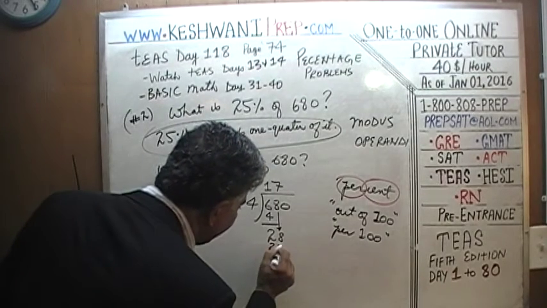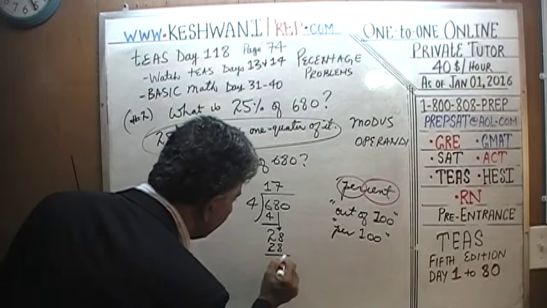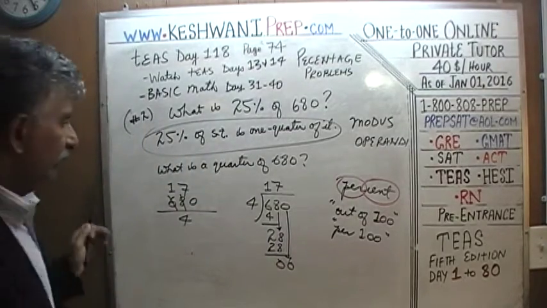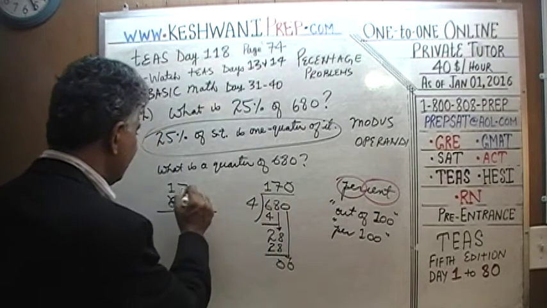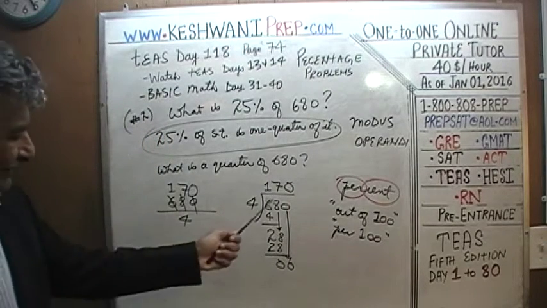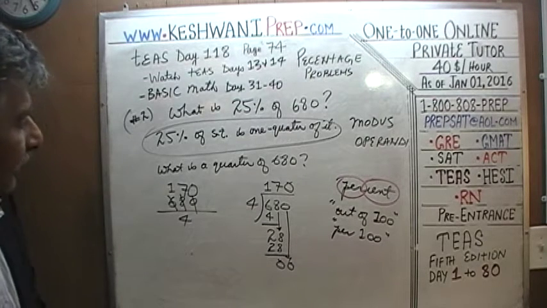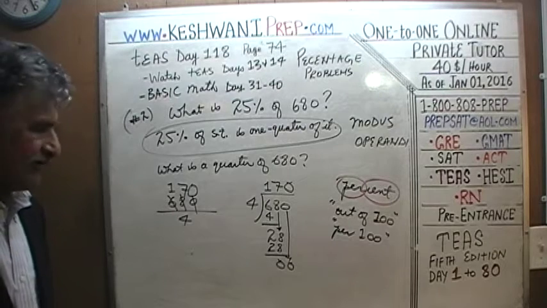After we take away 28, we have a remainder of 0. This 0 comes down, and now how many 4s does 0 have? 0 has no 4s. That's the long division. This is the more grown-up way, but it's the same exact thing. So the answer is 25% of 680 is 170.